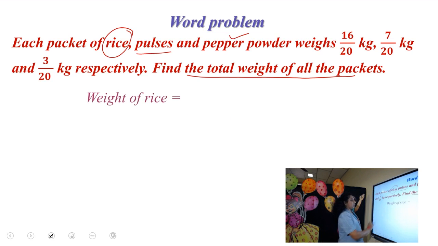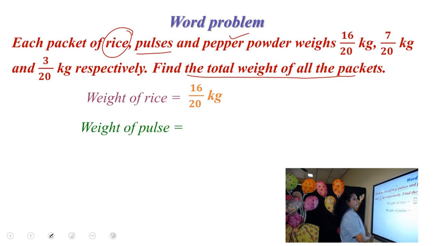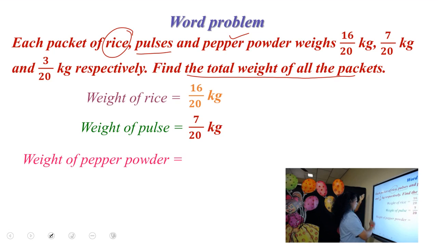What is the weight of rice? Respectively means it is given in the same order. Here rice, pulses, pepper powder are given, so respectively means according to the order, the kilograms are also given. So for rice, what is the weight? 16 by 20 kilogram. Next, weight of pulses, that is 7 by 20 kilogram. Then weight of pepper powder, 3 by 20 kilogram.